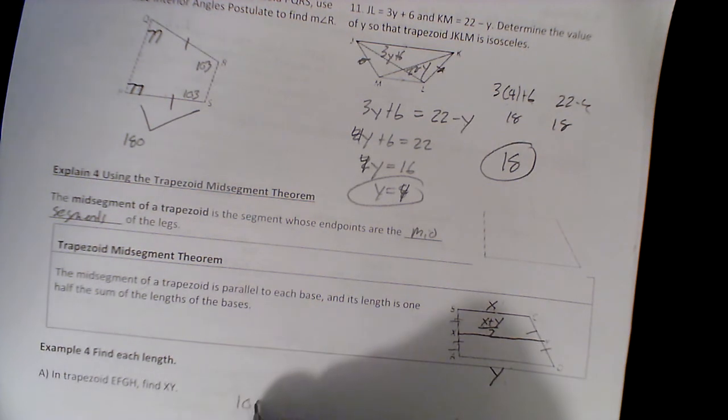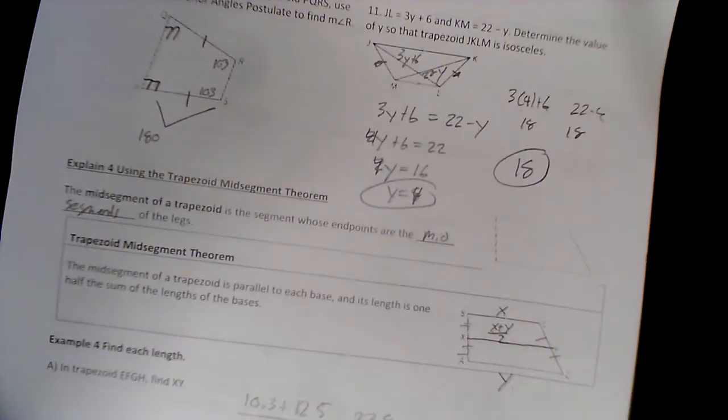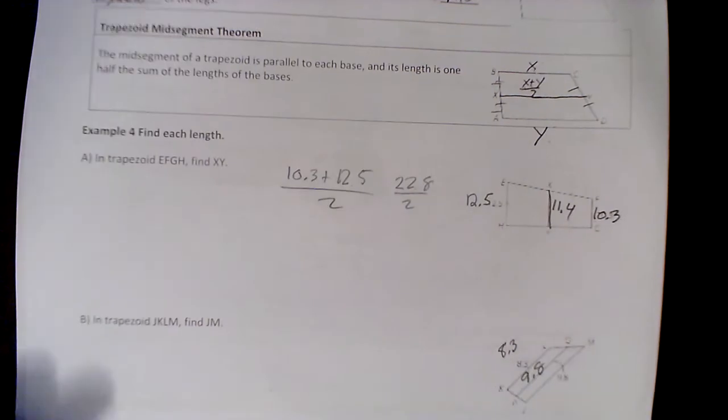So if I was down here and I wanted to find out this length, right, I would add them. I'd go 10.3 plus 12.5 and divide that by 2 to get this length right here, which would be 22.8 divided by 2, which would give me 11.4.